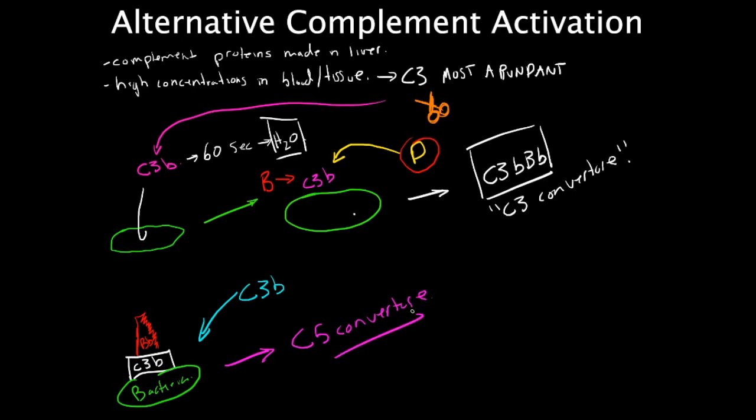Now, what is C5 convertase? It can cleave C5 into two pieces, one of which will be C5b. Now, C5b is really important for the formation of the membrane attack complex, or the MAC. So this forms part of the MAC. Okay, so what is the membrane attack complex? It is a series of proteins.